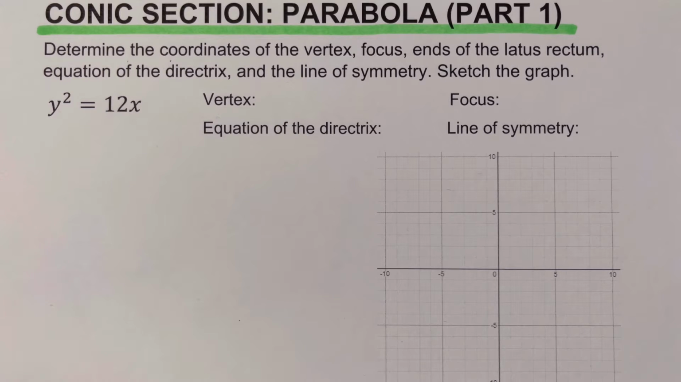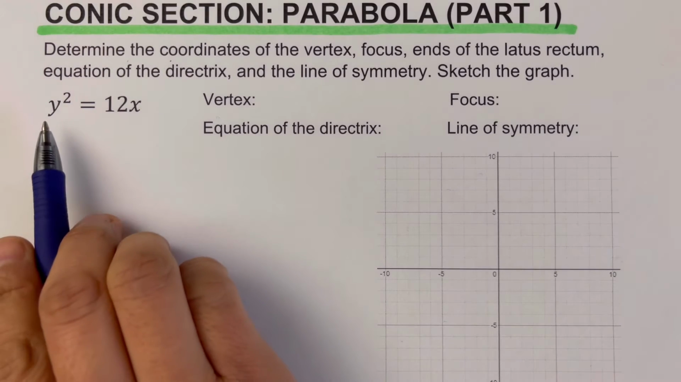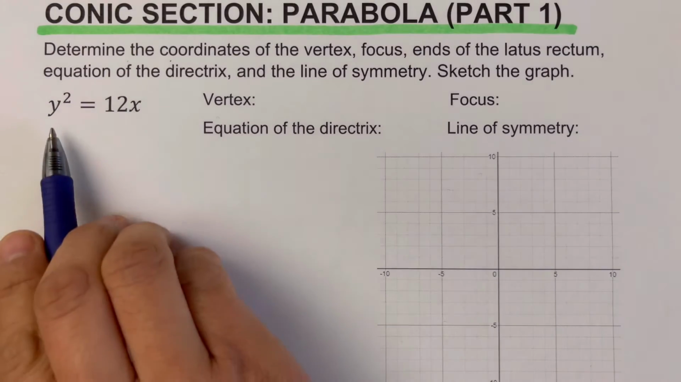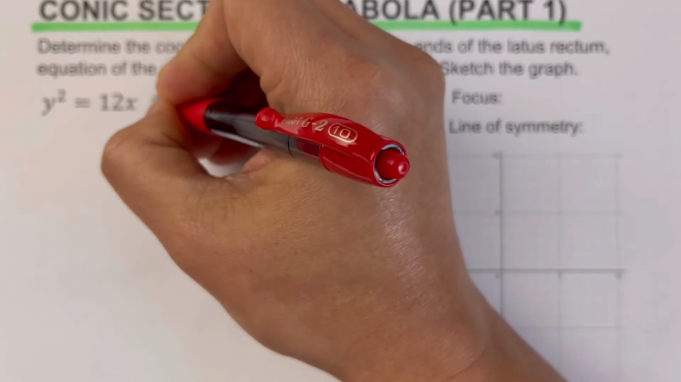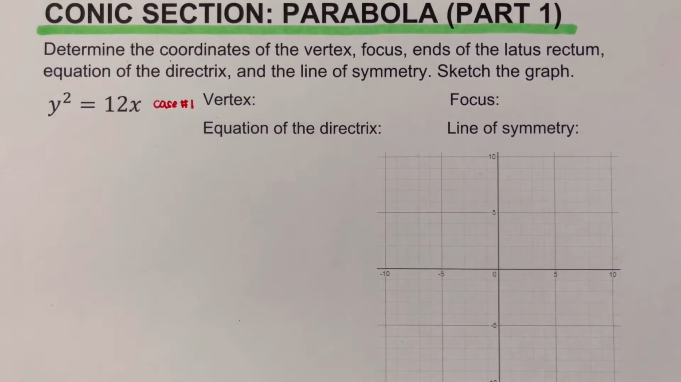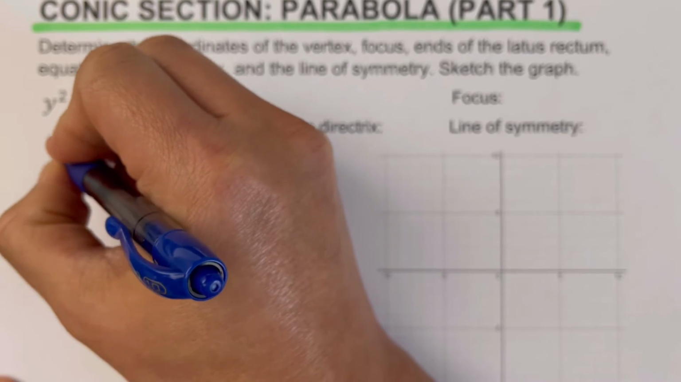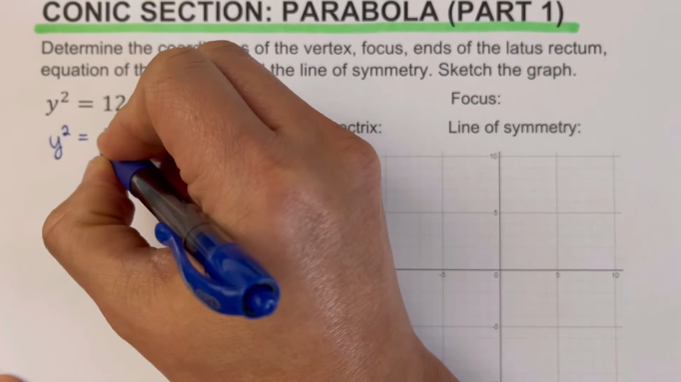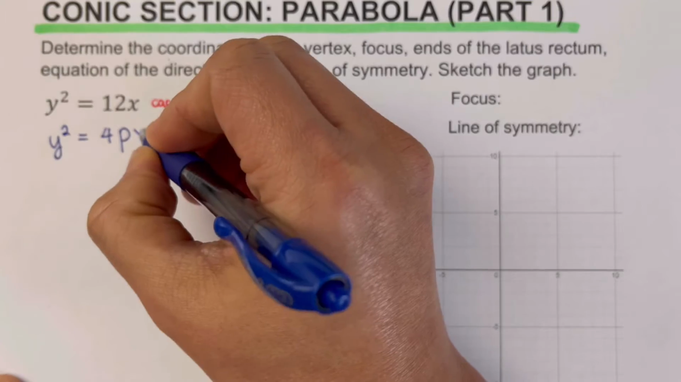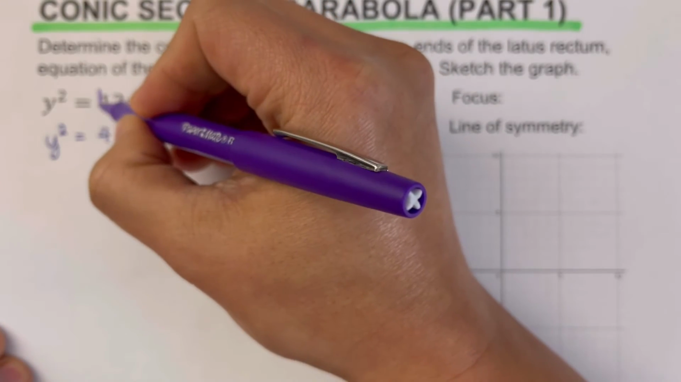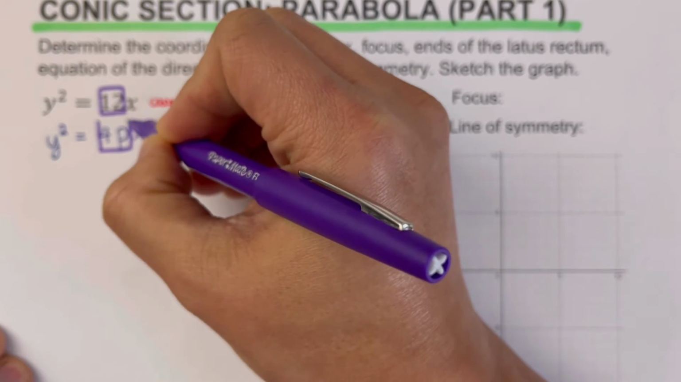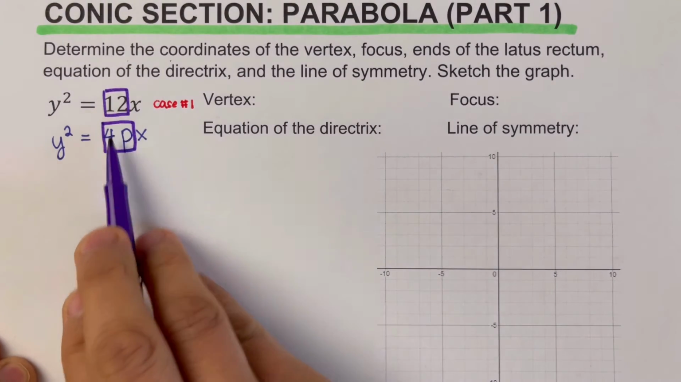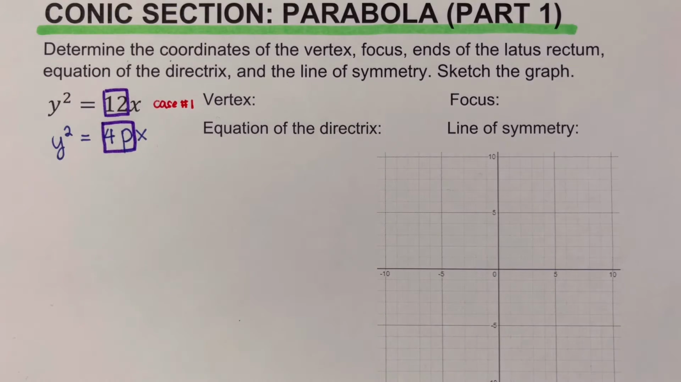So we go ahead and say that this type of equation that we have right here, which is y squared equals 12x, is actually an example of case number 1. If we go back to the equation of case 1, we have y squared is equal to 4px. This tells us that this 12 that we have right here is actually the 4p. So you see the coefficient of the x here is actually 4p, so that we can go ahead and solve for p from here.